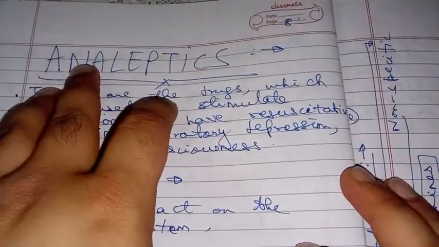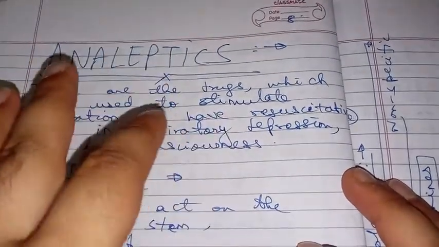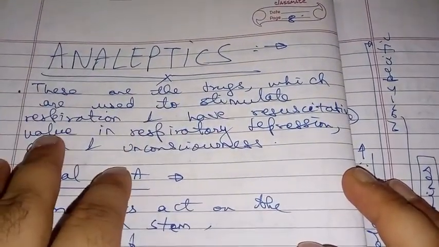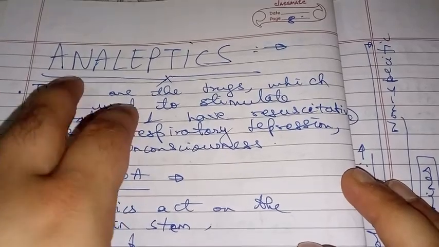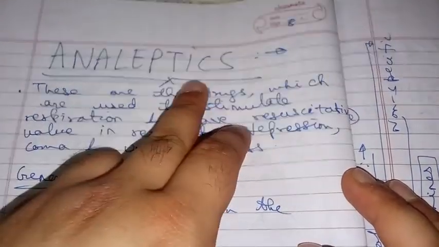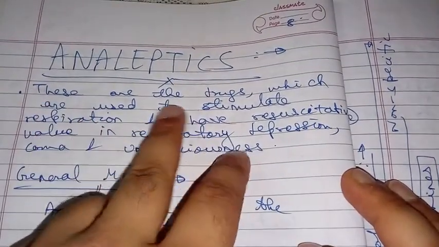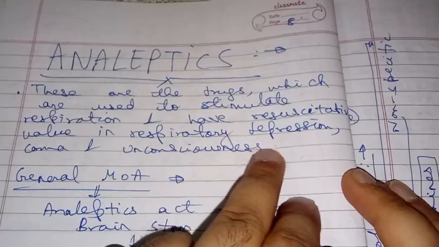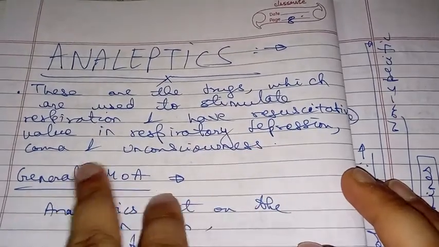Alright, so today we will be covering the topic analeptics. We are discussing veterinary pharmacology. A topic which we were discussing was respiratory pharmacology, so this is the continuing lecture, analeptics. Analeptics are drugs which are used to stimulate respiration and have resuscitative value in respiratory depression, coma and unconsciousness.